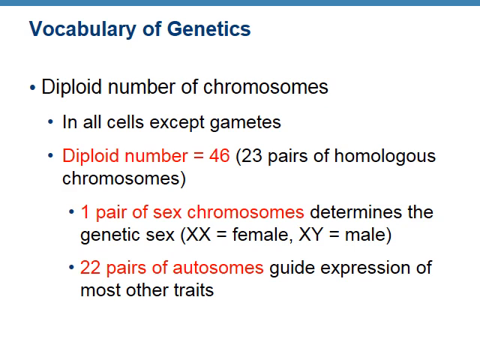Some of these slides are going to be a recap for us because we covered some of this material in chapter 27 when we did reproduction. So hopefully we know the diploid number for a human is 46. That's the total number of chromosomes. We have 23 pairs of homologous chromosomes.